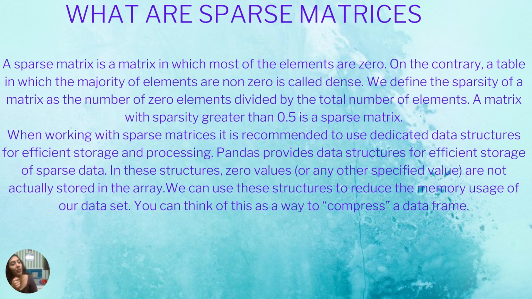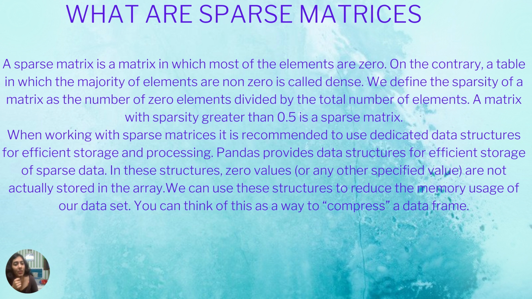Now let's come down to sparse matrices. A sparse matrix is a matrix in which most of the elements are zero. On the contrary, a table in which the majority of elements are non-zero is called dense. We define the sparsity of a matrix as the number of zero elements divided by the total number of elements. A matrix with sparsity greater than 0.5 is a sparse matrix.